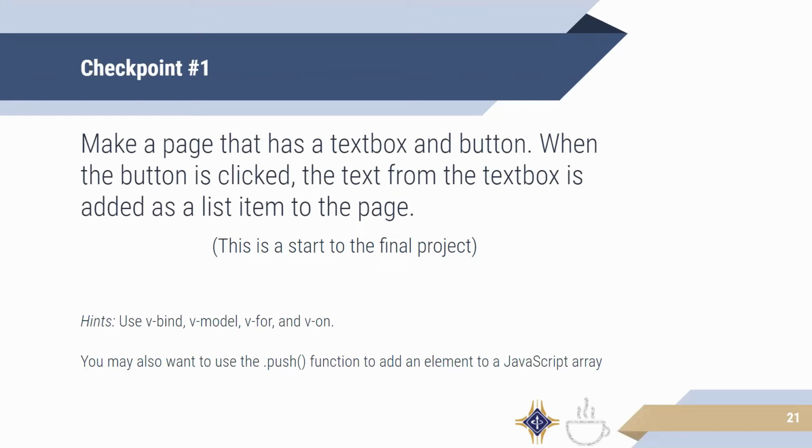You're going to most likely need to use v-bind, v-model, v-for, and basically almost all of the v directives. And as another hint here, if you need to add something to an array in JavaScript, you would do .push. So the array name dot push, and in the parentheses you put the element you want to push to the end of the array. And again, that's all you have to do. Vue will take care of the rest.